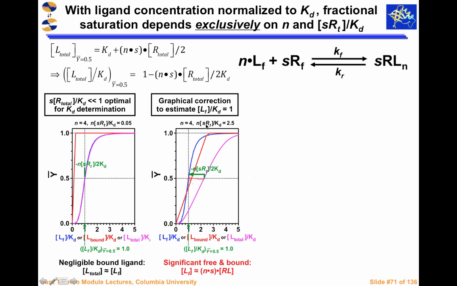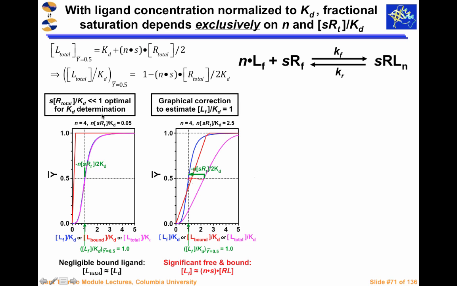Here is the regime where NSRT is roughly equal to KD, or NSRT over KD is roughly equal to 1, right? The graphical correction works. We can understand the total ligand curve as being the sum of the sigmoidal free ligand binding isotherm, plus the linear relationship between bound ligand and fractional saturation.